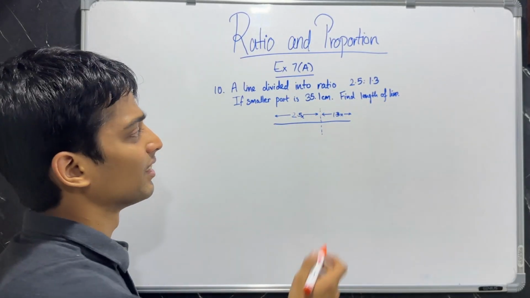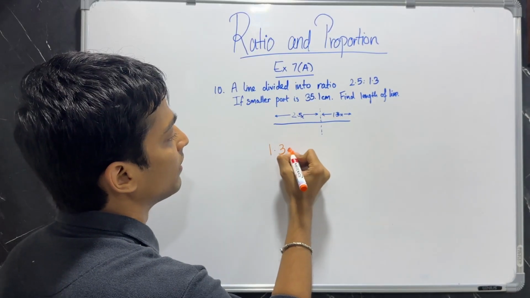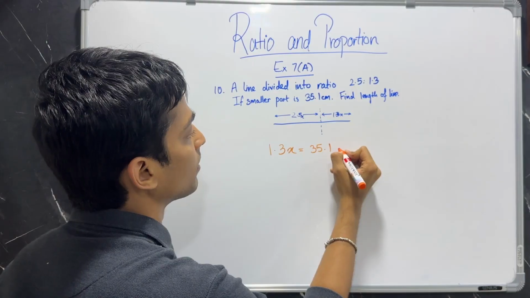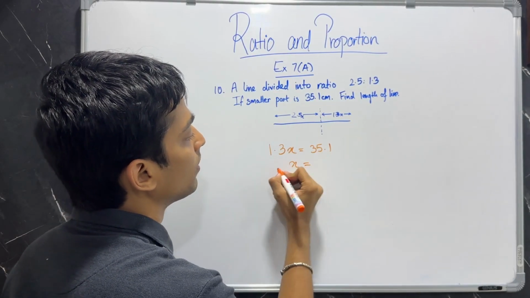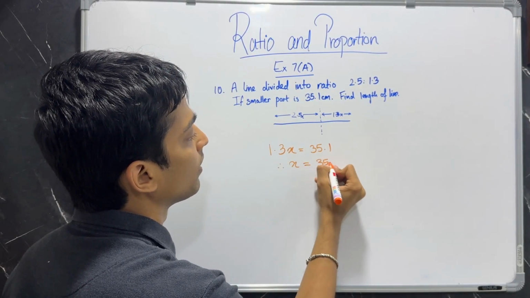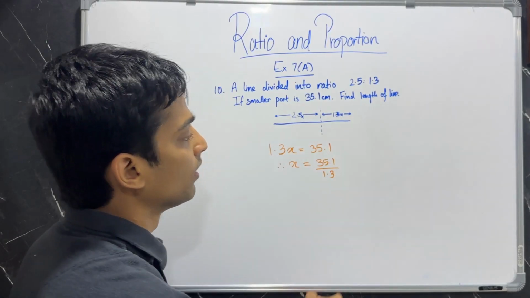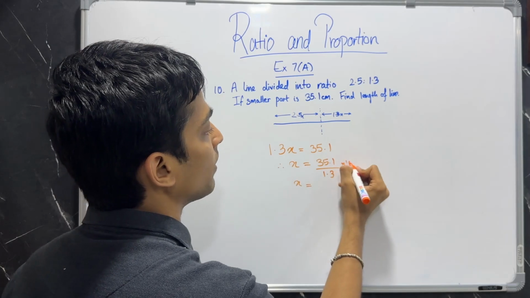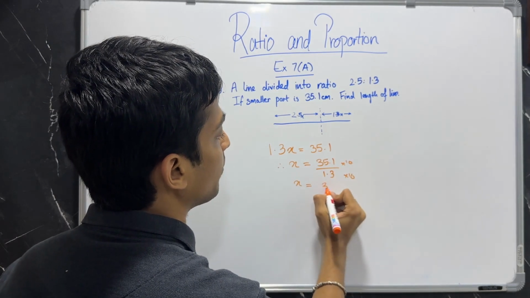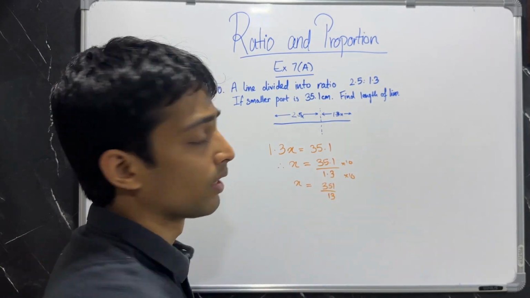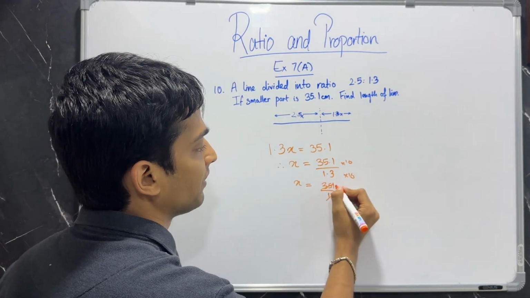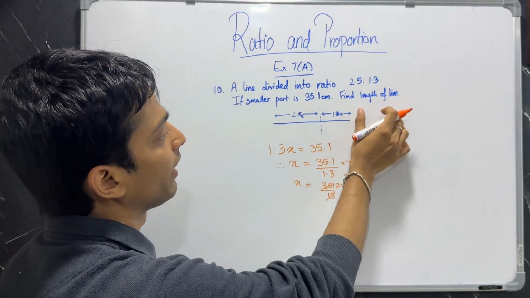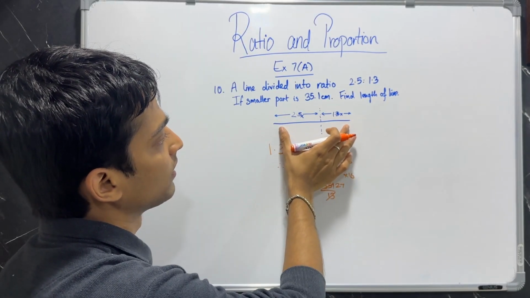So we can make an equation here. 1.3x is equal to 35.1 centimeter. So x will become 35.1 upon 1.3. Now we can multiply by 10 on both sides. We get 351 upon 13. Now can we cancel? 13 27s are 351. So x is 27.